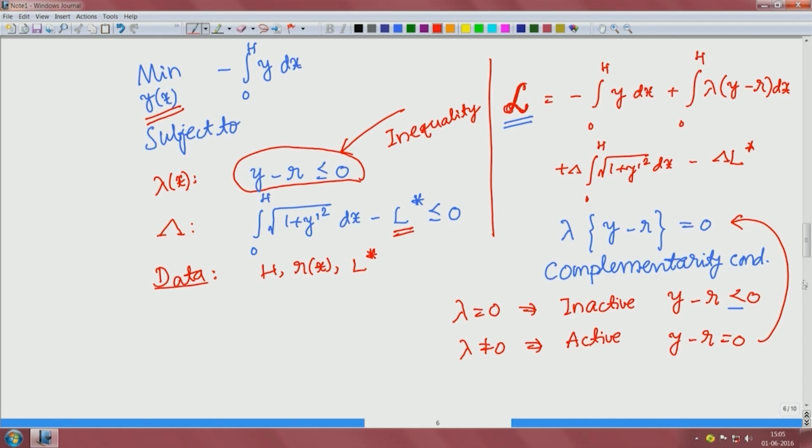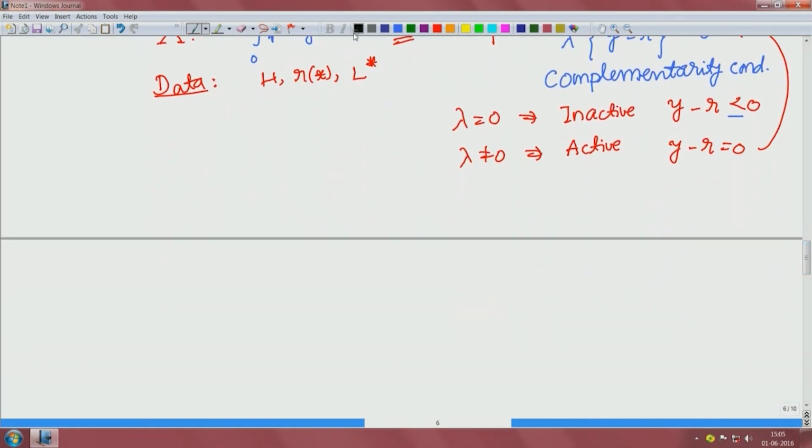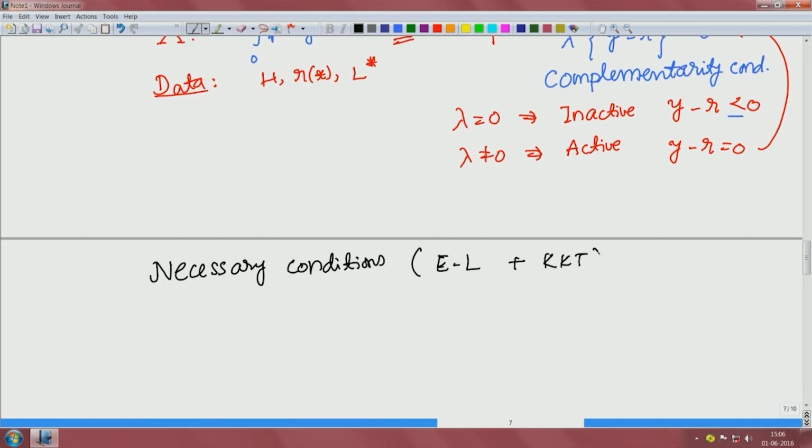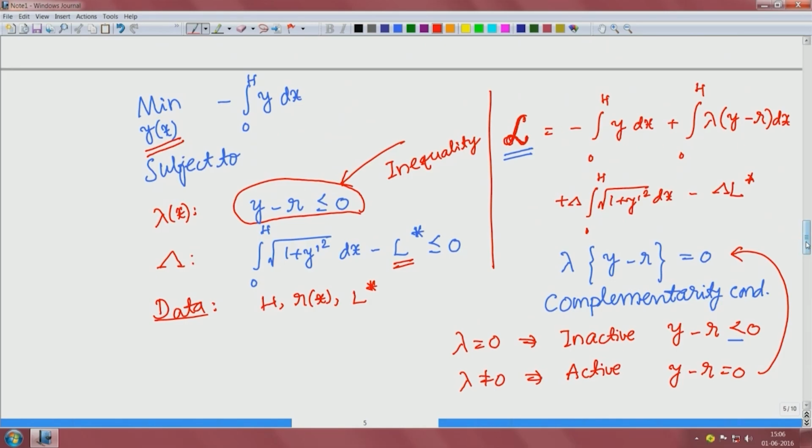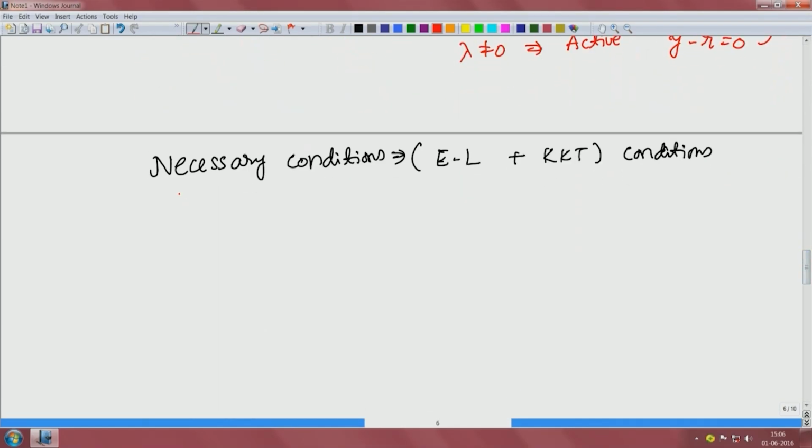Okay. So, for this problem we can write the necessary conditions. We can write the necessary conditions in the manner of KKT conditions for calculus of variations, that is Euler Lagrange equations plus KKT conditions. That is what we mean by necessary conditions for this problem. If we do that, we have this Euler Lagrange equation. In the Lagrangian we have this entire integrand. Let me write that integrand. Let me write the Lagrangian here.